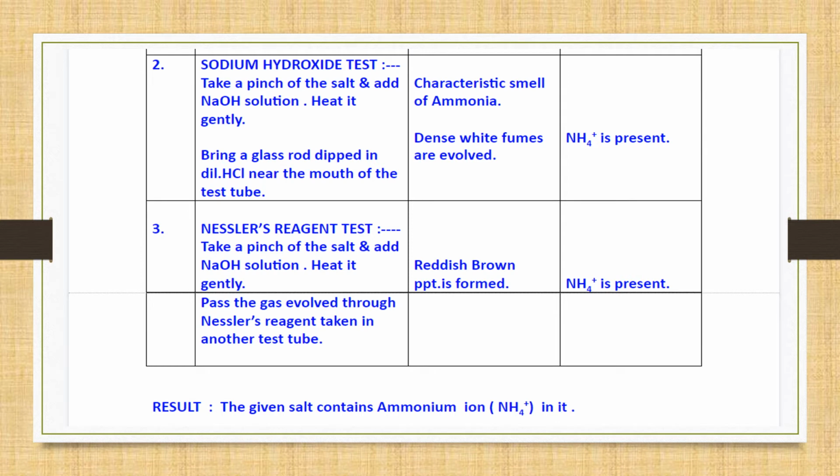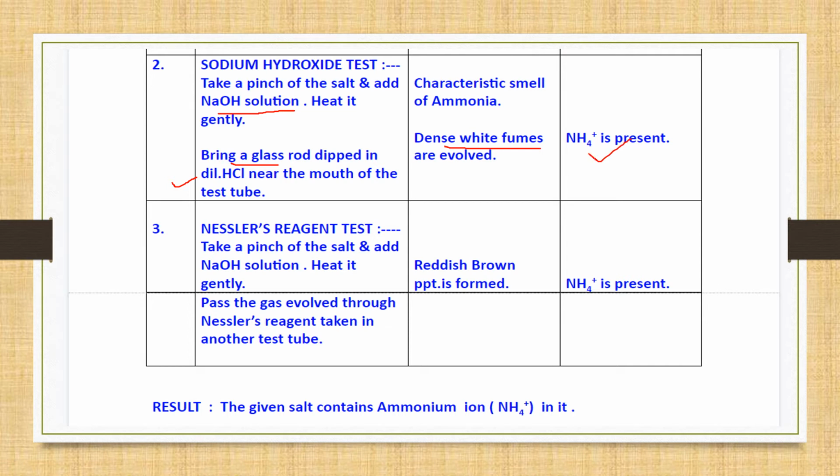Then we'll carry out the sodium hydroxide test. You will take a pinch of salt and add sodium hydroxide solution to it. Then you heat the test tube gently. It will give you a characteristic smell of ammonia, because right now we know that we are carrying out the test for NH4 plus. And as soon as you see bubbles in the test tube, that means some gas is coming out, then you bring a glass rod dipped in dilute HCl near the mouth of the test tube, and you will see that there are dense white fumes produced, which tells you that yes, NH4 plus is present there.